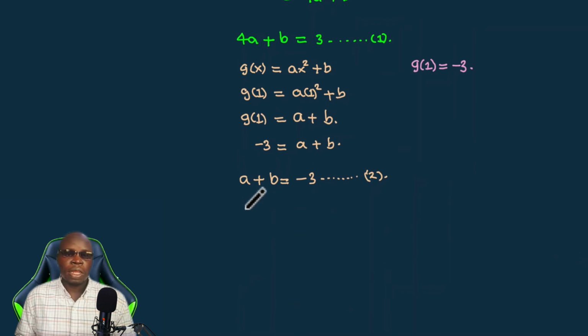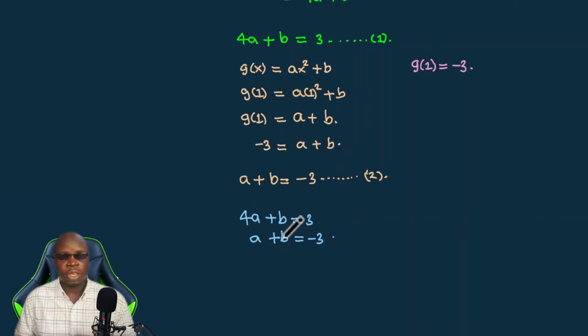Now let's connect them here. I'm using a different color, and we have 4a plus b equals 3, and a plus b equals negative 3. So it's easy to use the elimination method because the coefficient of b is already the same. And since they're the same sign, we'll subtract equation 2 from equation number 1. So let's implement that here. And we can place our subtraction sign here.